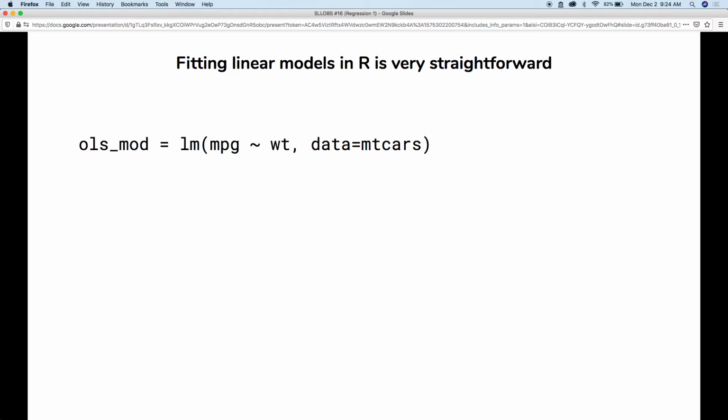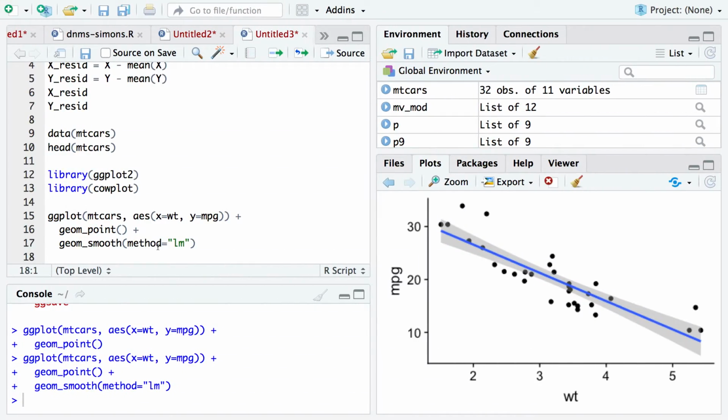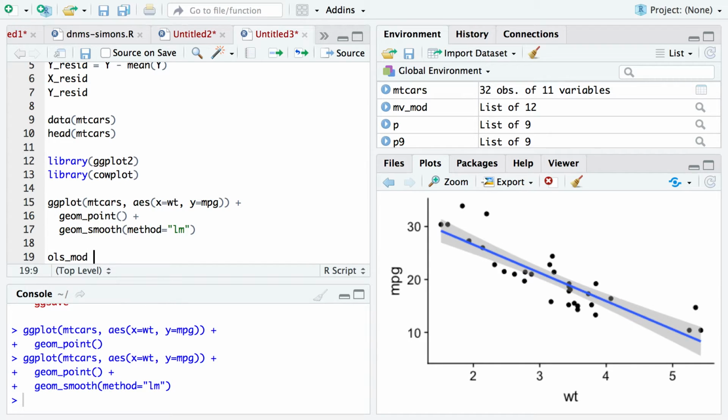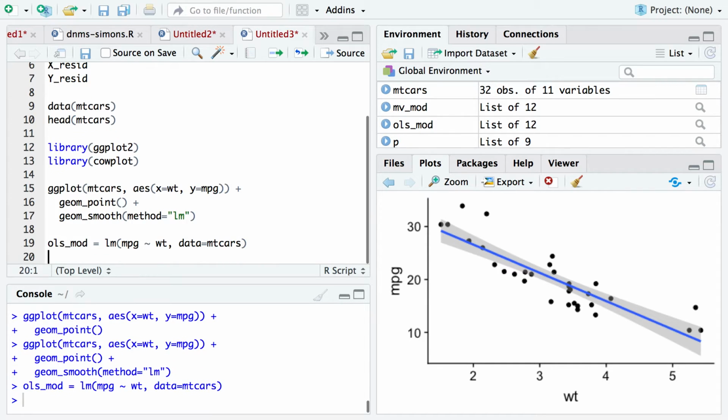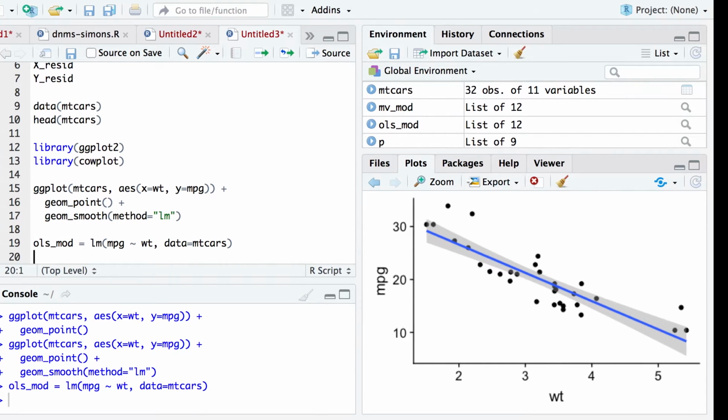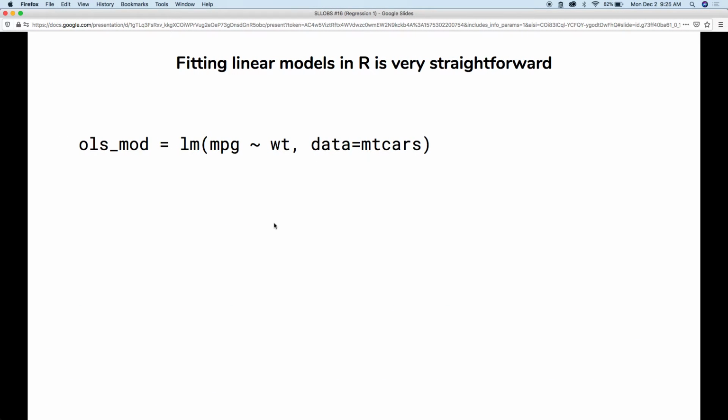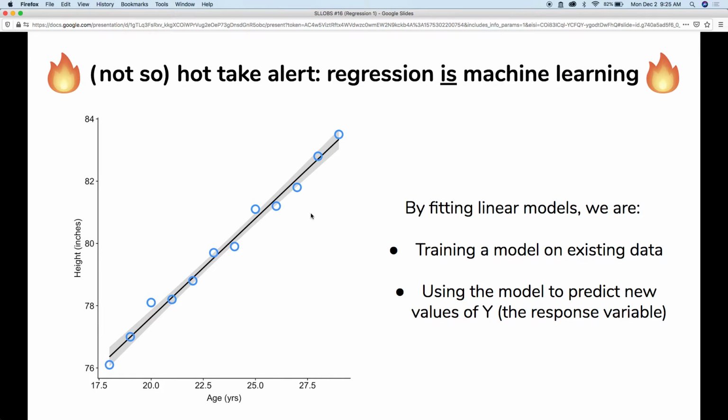We then also tell R the data set that we're trying to use so it knows how to interpret the mpg and wt symbols. Okay, so let's fit our OLS model, predicting miles per gallon as a function of weight using mtcars. Okay, that's it. We just fit a linear model. Easy.